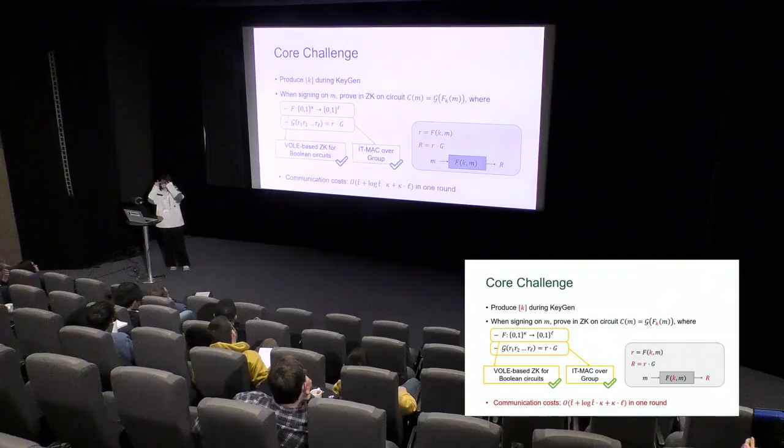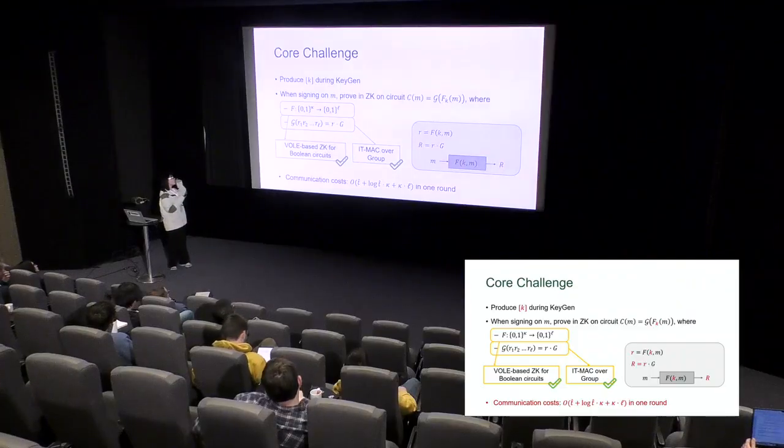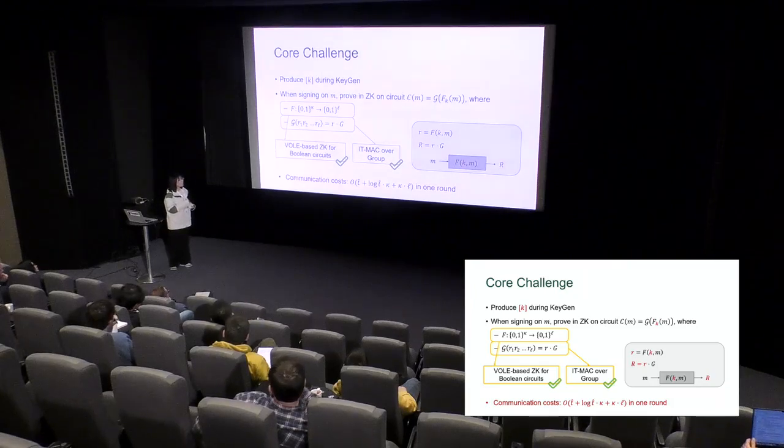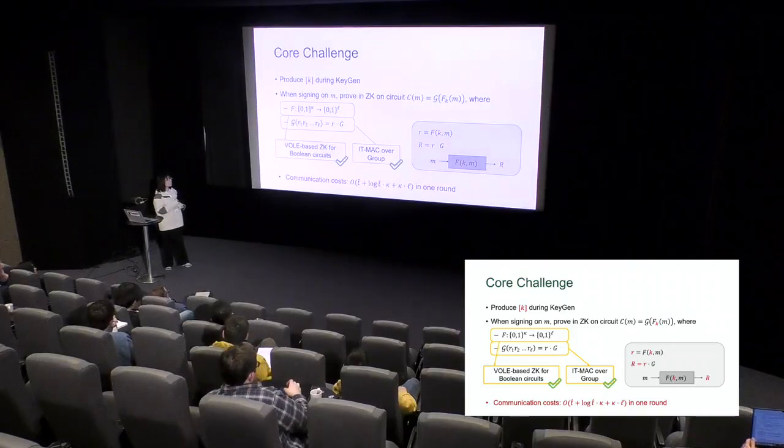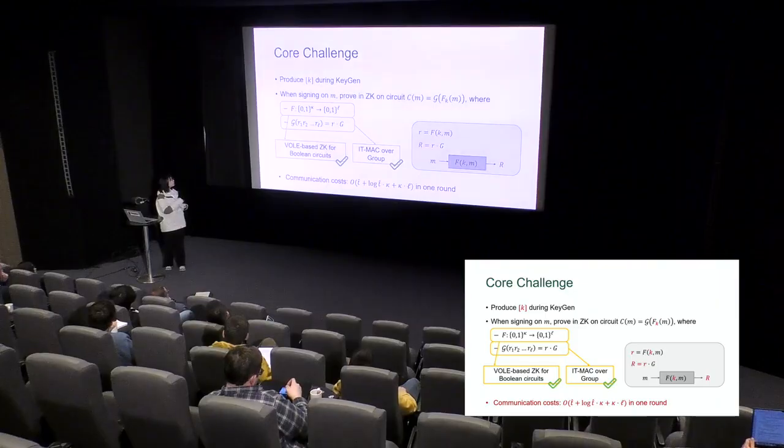Okay, so we construct such a box with communication cost of O of T hard plus kappa times L, which is the length of little r. The communication is still a single round, and the security directly follows from the PCF function and the information theoretical MAC.